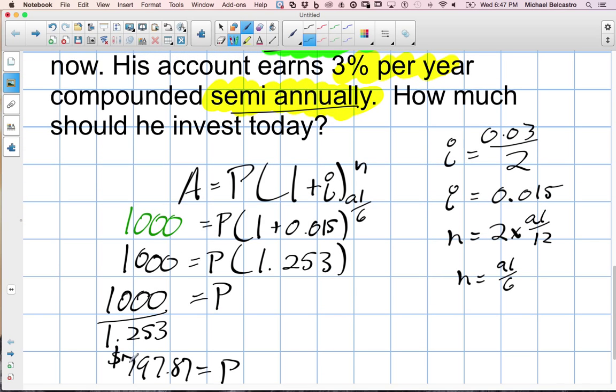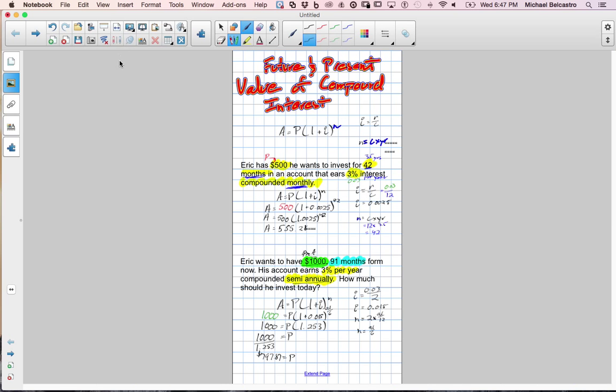So in order to have $1,000 91 months from now, you need $797.87 in that account right now. In the simple interest account, you need $815. So you need less money because it's accumulating money faster. So these accounts are more efficient, or they earn more money than a simple interest account will.